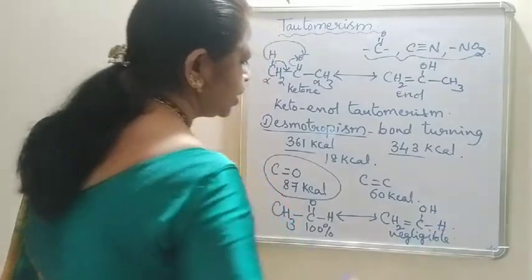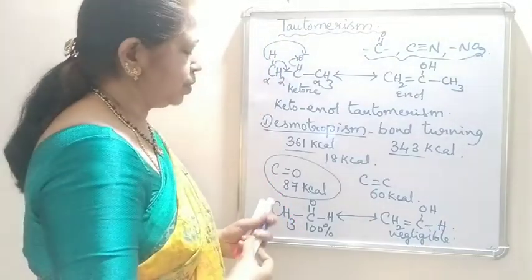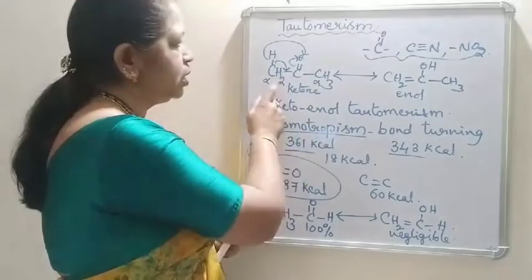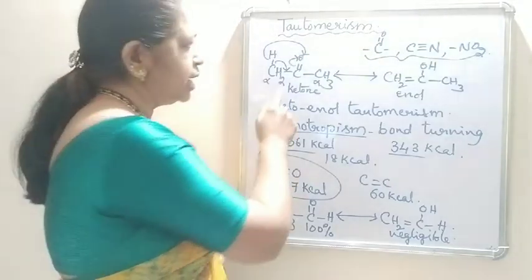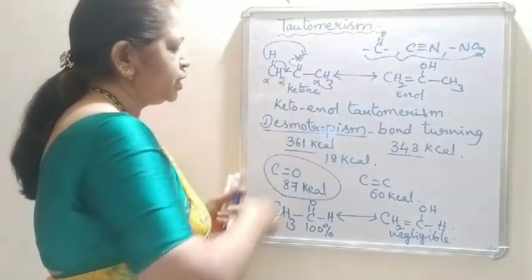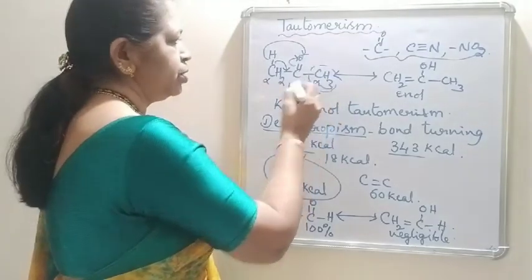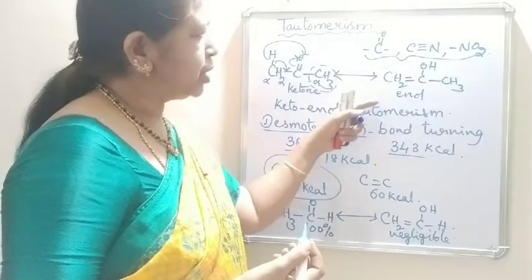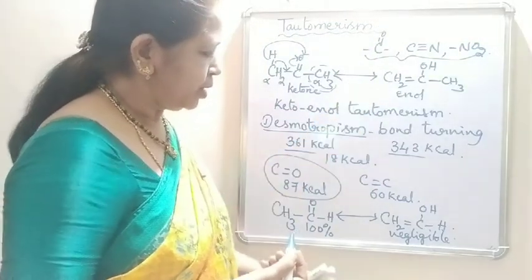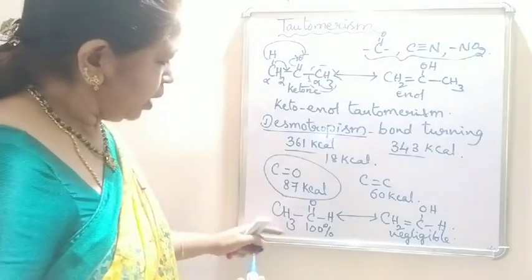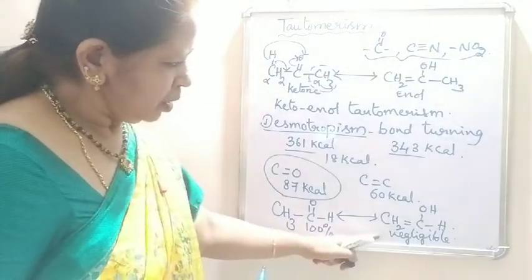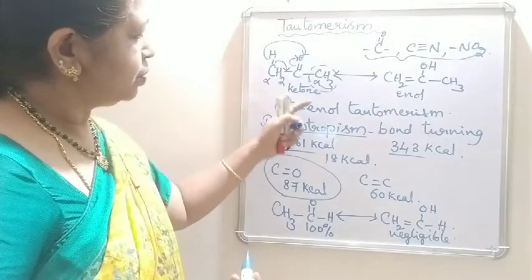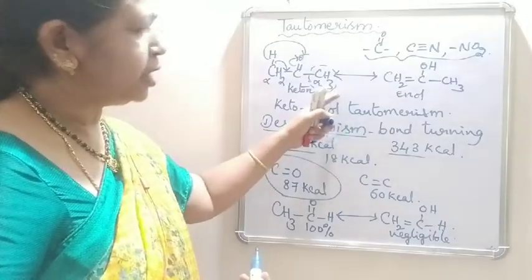What is the reason for the existence of 100% of acetaldehyde when compared to acetone? In acetone, there are 2 methyl groups. These methyl groups are electron releasing groups. These electron releasing groups will decrease the percentage of enol content. That's why in this the enol form has less percentage than the ketone form.